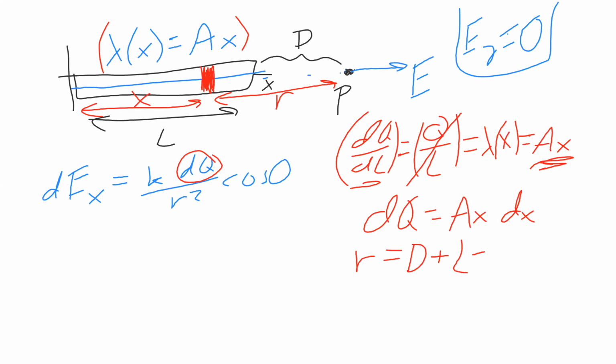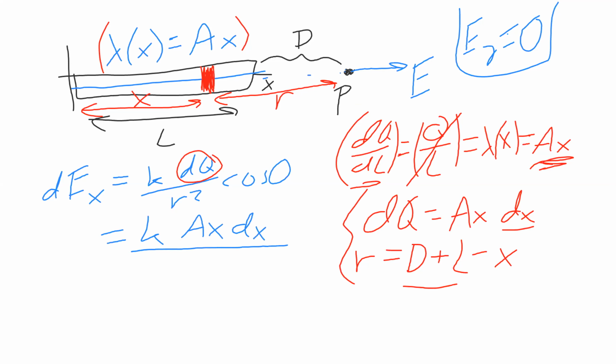And so now why would I do it this way? Well, because again, my job here was to turn that r variable into my variable of integration, which is x, and some constants. And I have accomplished my goal here. I'm doing wonderfully. And then I can go ahead and do these two substitutions into my equation. And I now have that dE sub x is equal to k. My dq is being replaced with ax dx. And then cosine of 0, I already said, goes to 1. So we're good with that. And then at the bottom, we just have d plus L minus x, squared.